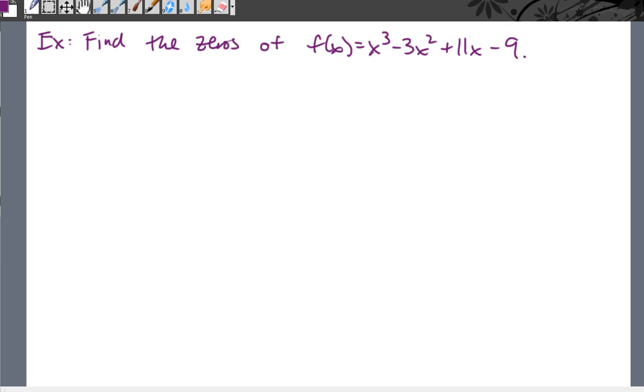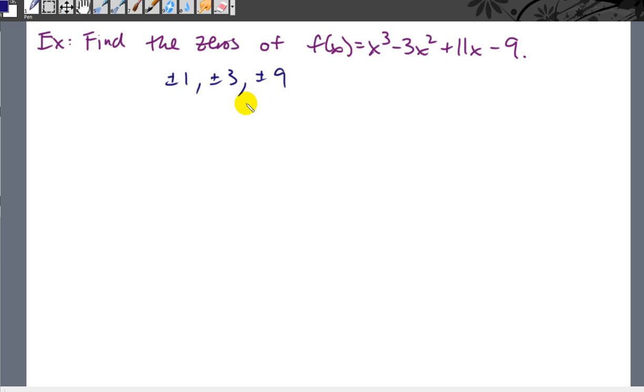All right, so let's say I give you this example now. Let's say we're trying to find the zeros of this particular function, kind of what I showed you earlier. Let's just consider the constant term and all the possible factors of 9. 1 goes into 9 nicely, so we have plus or minus 1. 3 goes into 9 nicely, plus or minus 3. And 9 goes into 9 nicely, so plus or minus 9.